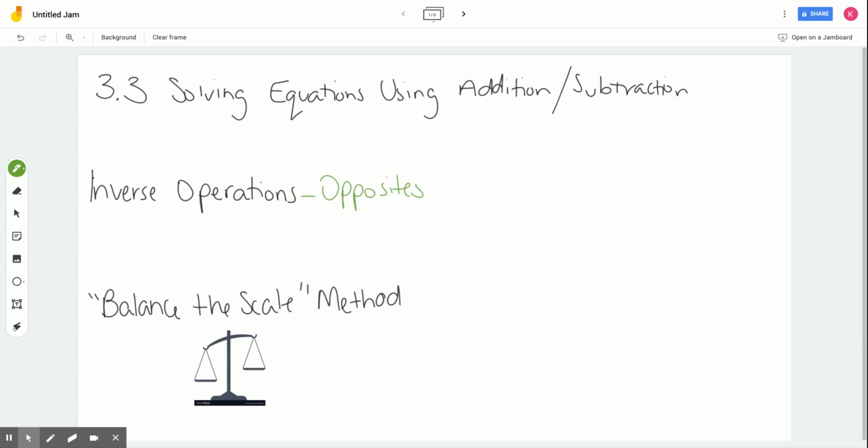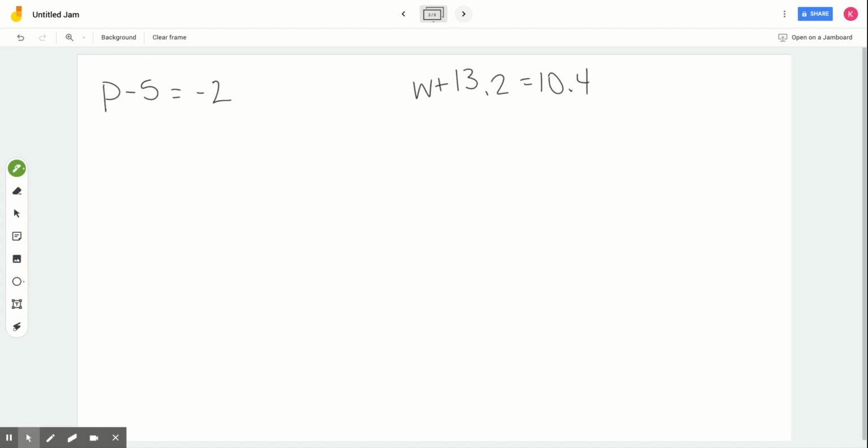By doing the same thing on both sides of the equal sign, it keeps the scale balanced. Because if we look at the scale in the picture, we can all imagine that if we put too much in one side, it's going to dump over and spill. So it's important to keep them balanced. Let's take a look at a few problems here.